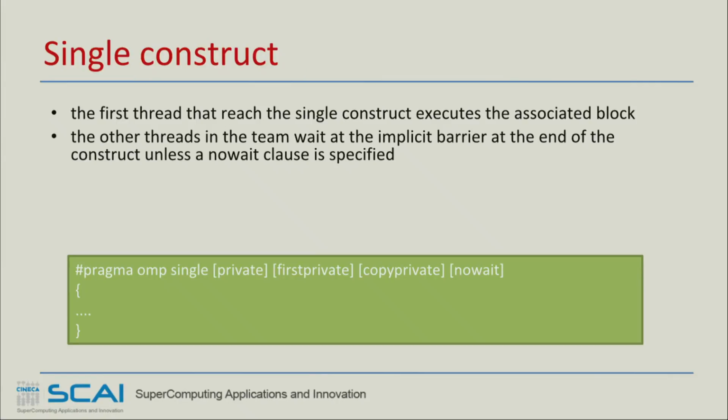The single construct, in this kind of approach in which I imagine that I have several sections, well, I can define a single block, okay? So the first thread that reaches this single construct executes this block, and the other threads wait at the end of the construct. So I have just one, the others just wait, and this is more or less in the same spirit of the critical.